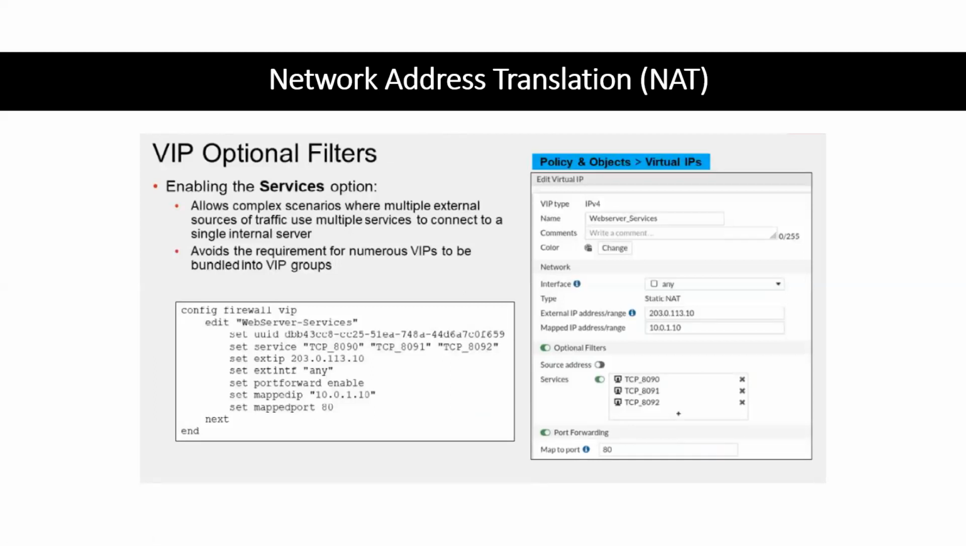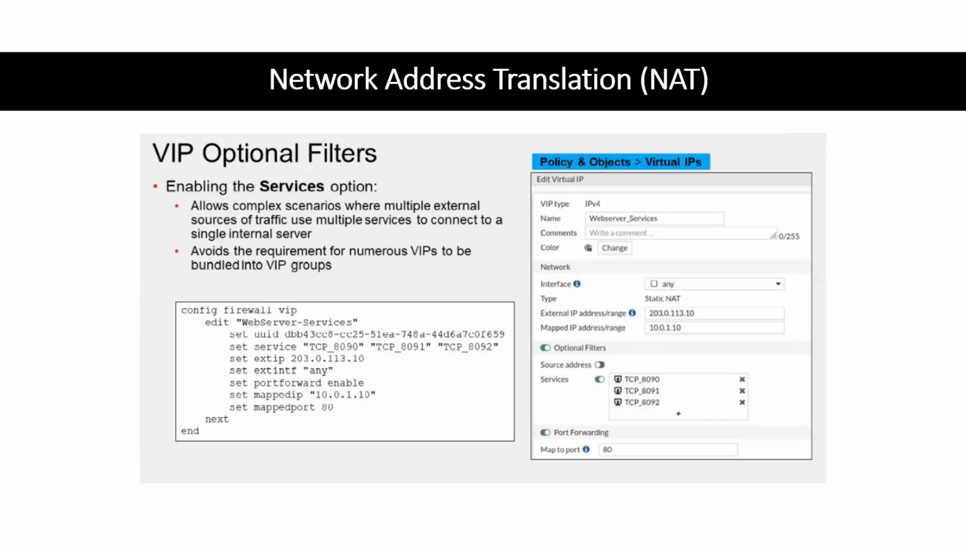And last but not least, our VIP optional filters. What I like about VIPs, aka destination NAT, is the service option has been added in 7.0. Before 7.0, in 6.4, I think that was my favorite code train and maintenance release, now you can put service objects inside of DNAT to tell it what you want it to do.